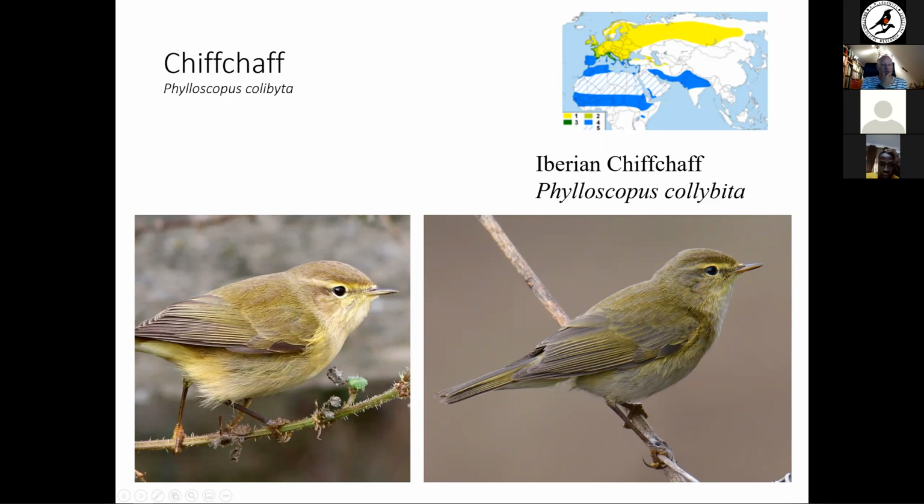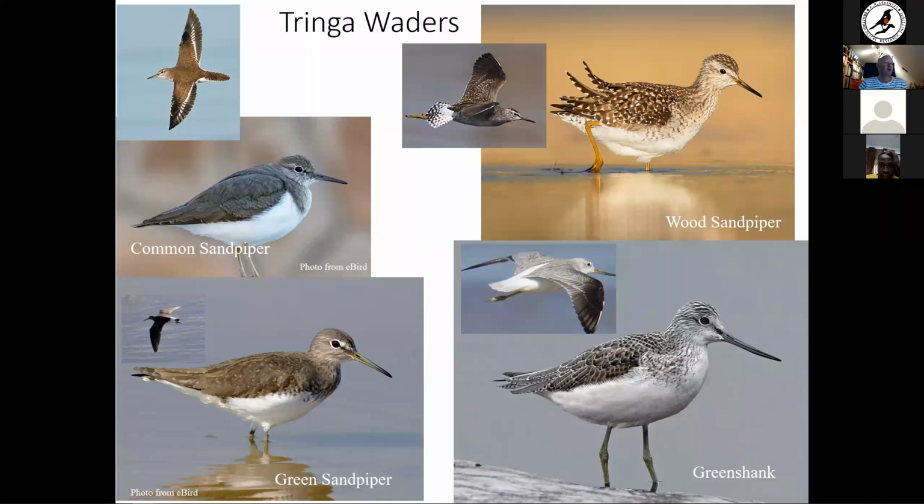Another tricky group of birds are waders. All these four species are migrants. We have a common sandpiper, the wood sandpiper, the green sandpiper, and the greenshank. If we come to how they behave, the common sandpiper is running along the shores or standing on stones, dipping a lot with his tail, wagging and jerking up and down.